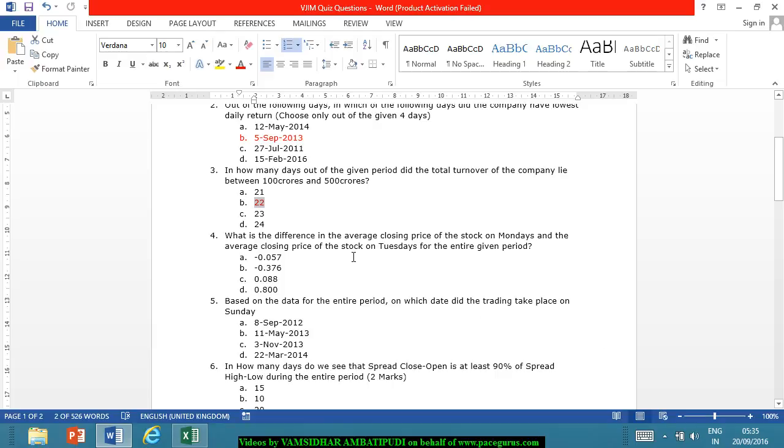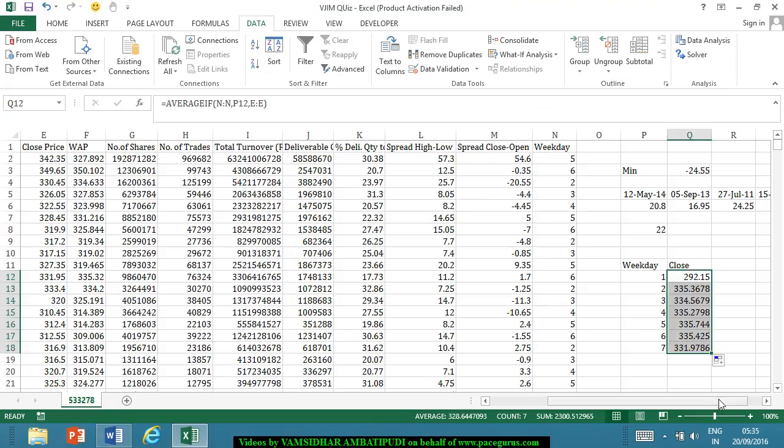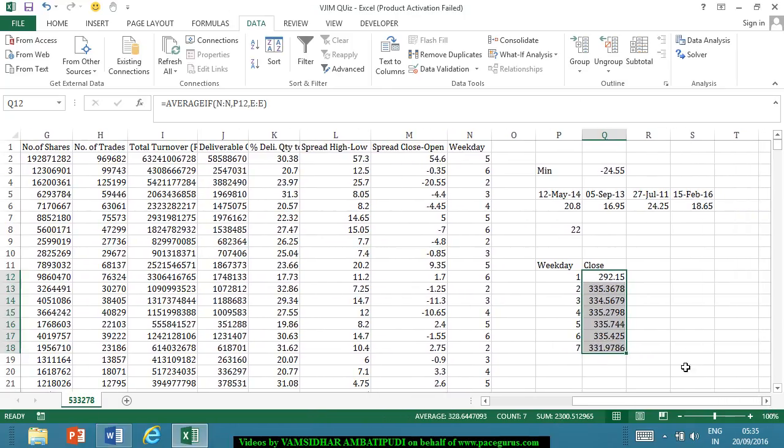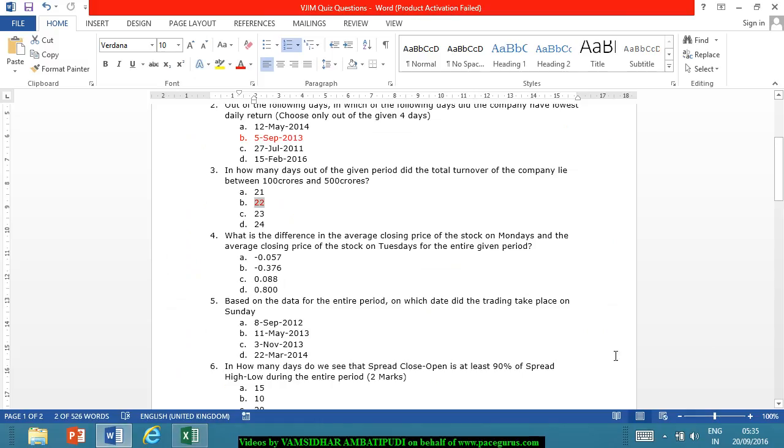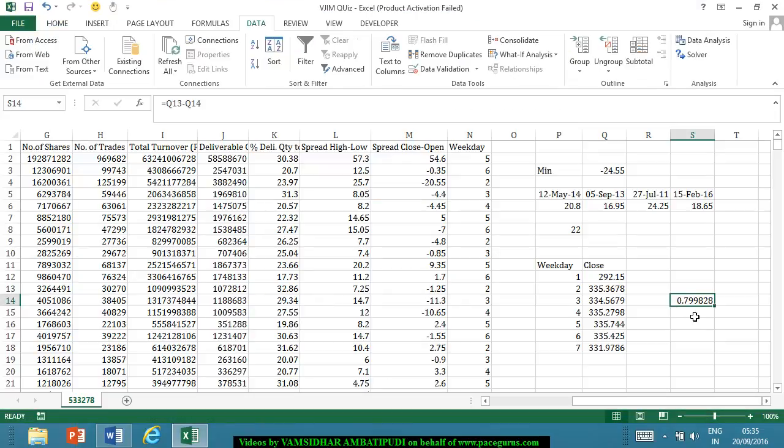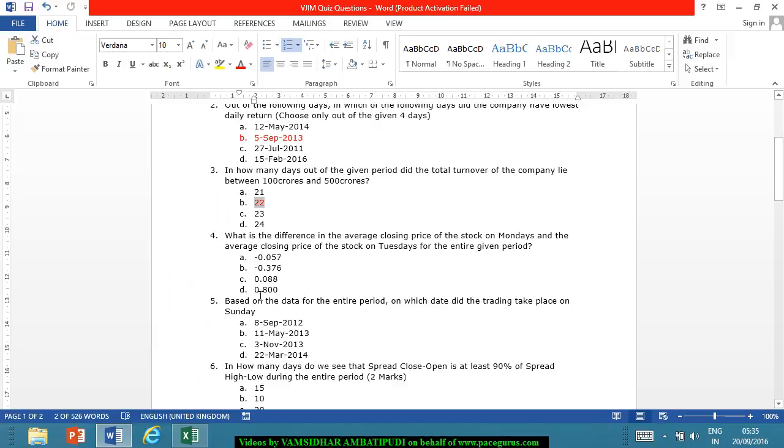The question is the difference in the average closing price of the stock on Mondays and the average closing price of the stock on Tuesdays. So I need to find out Monday minus Tuesday. Monday minus Tuesday, coming out to 0.799. So approximately 0.8. If you are rounding to 3 decimals, it's working out to 0.8. So this is the number that I would be choosing.